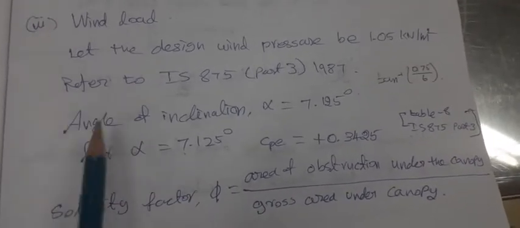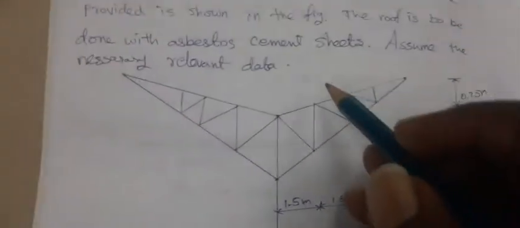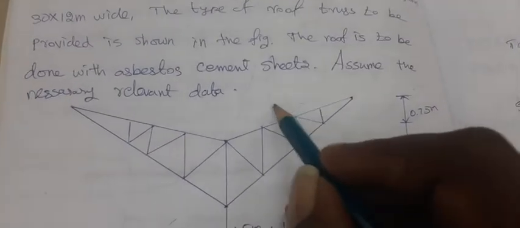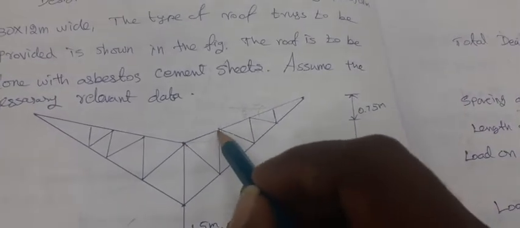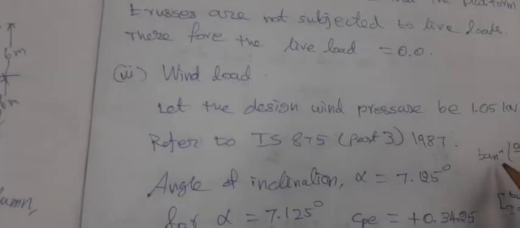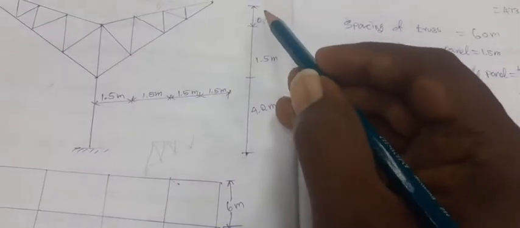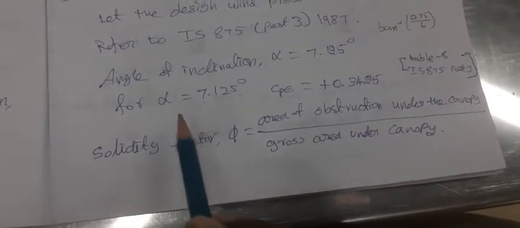We have to find out the slope of the roof truss. So this is the angle of inclination. If we take it here like this, it is the angle of inclination. So here also it is the angle of inclination. So let me say the angle of inclination is 7.125 degree. That means tan inverse of 0.75 divided by 6. So here 0.75, here 6 meter. So tan inverse of vertical by horizontal directly gives the angle. So this is the actual slope angle we are providing for this type of structure.